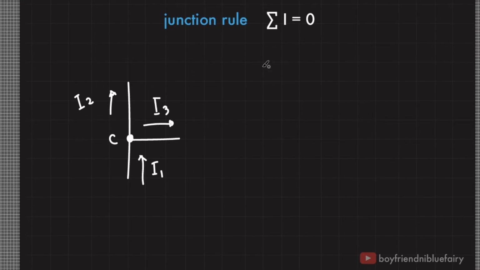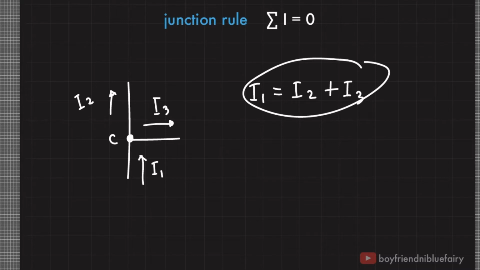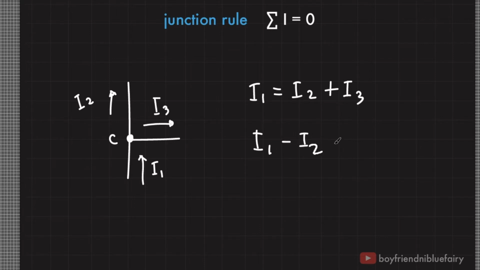So based on this diagram, I sub 1 is equal to I sub 2 plus I sub 3. Or in other words, I sub 1 can be broken down into I sub 2 and I sub 3. And if I try to write this expression in terms of summation of I equals 0, then I'll just transfer everything to one side. And their sum must be equal to 0.